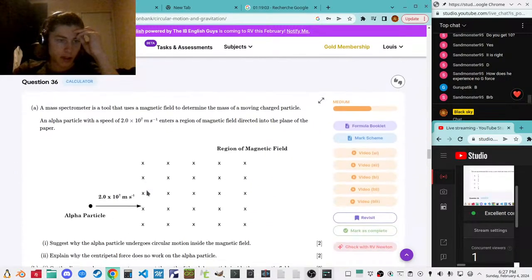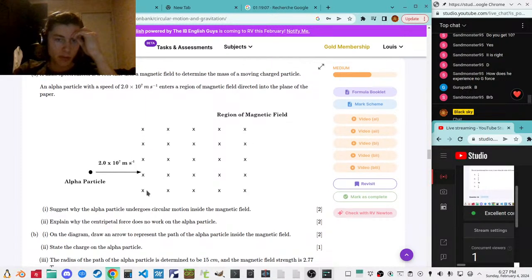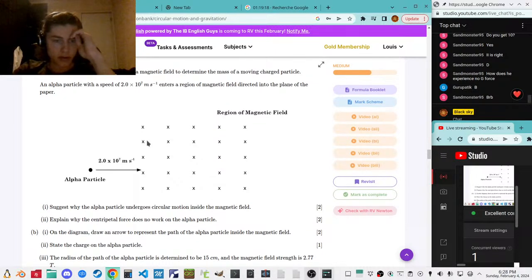So 1/4. A mass spectrometer is a tool that uses a magnetic field to determine the mass of a moving charged particle. An alpha particle with speed v enters a region of magnetic field directed into the plane of the paper. Suggest why the alpha particle undergoes circular motion inside the magnetic field. Because it experiences a force. Because it's positive.